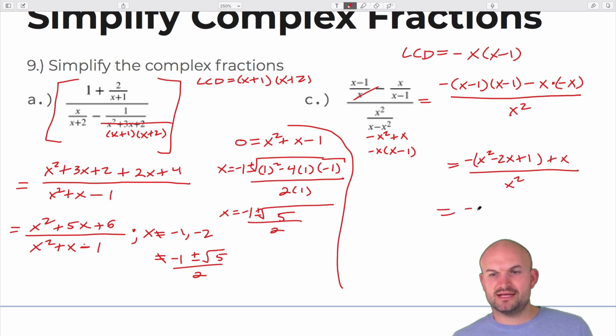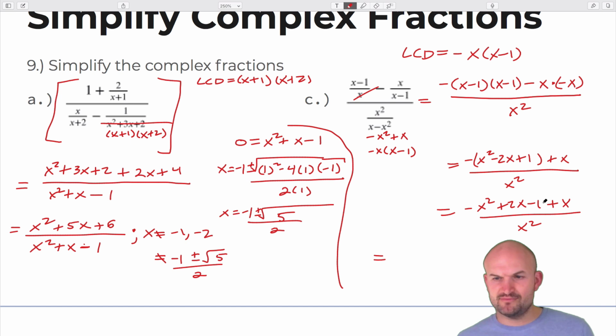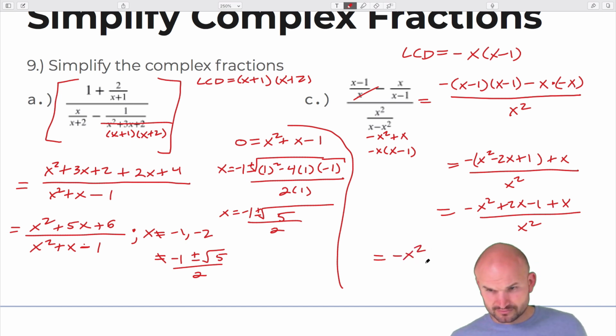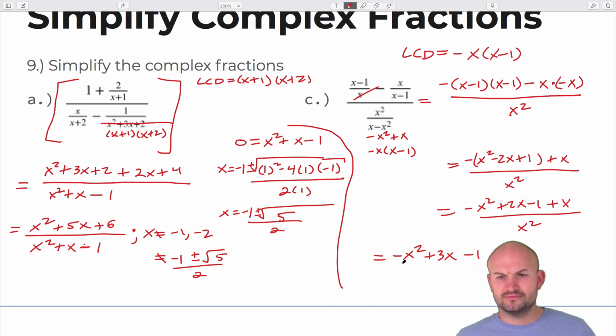Let's go ahead and distribute that. Negative x squared plus 2x minus 1 plus x, all over x squared. Let's put it over here again and combine our x terms. So therefore, we have negative x squared plus 3x minus 1 all over x squared. Nothing's going to divide out.